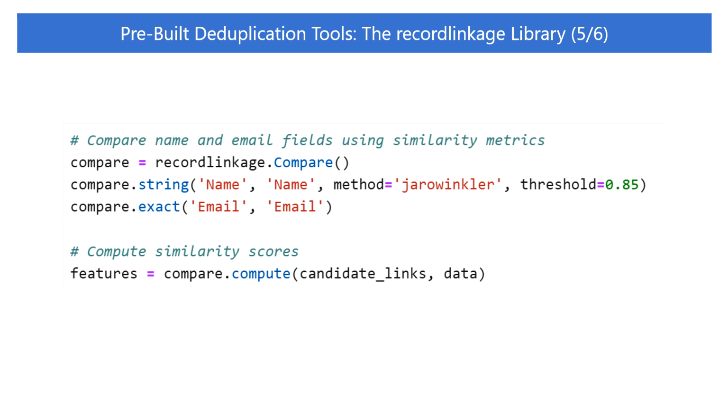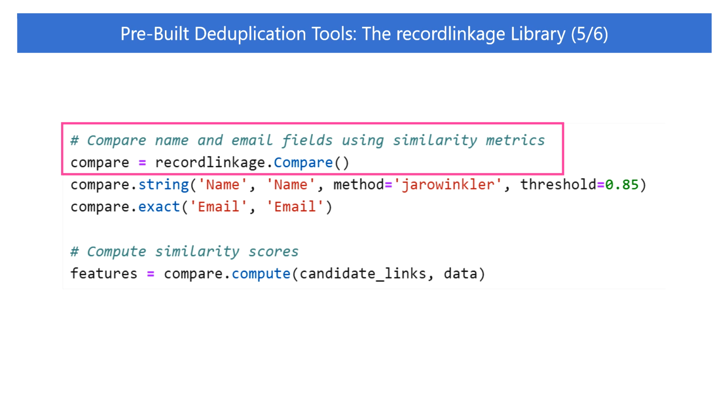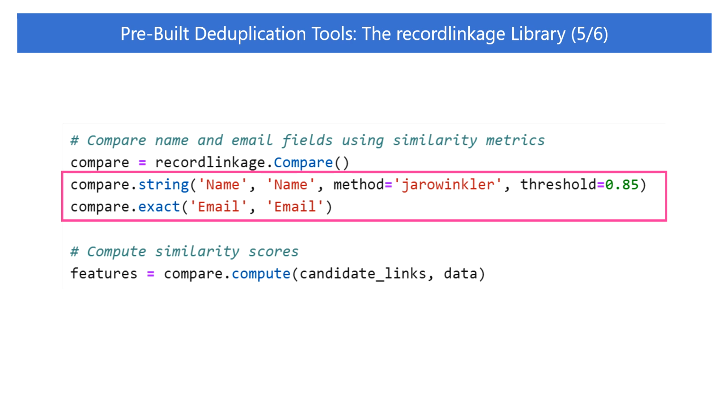Next, let's compare name and email fields using a similarity matrix. First, create a record comparator. This code initializes a comparison object that will define how the records are evaluated. Next, define name and email comparison rules. Names are compared using Jaro-Winkler similarity with a threshold of 85% or higher. Emails are compared using exact matching, since email addresses are less likely to contain variations.